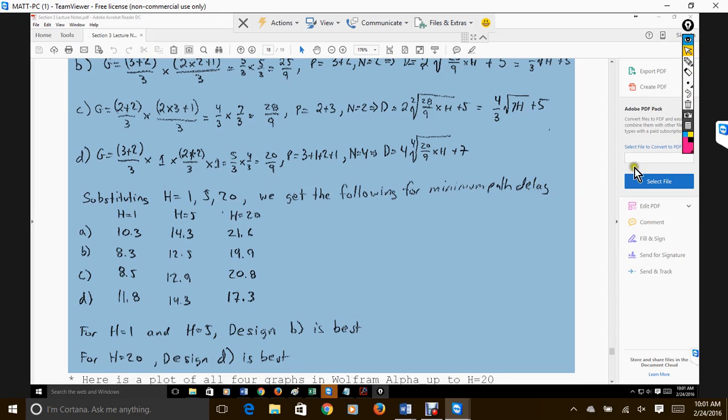So if you look at this table that we've come up with, for these two, for 1 and 20, 19.9 and 8.3 are the best. But if you look at H equals 5, D is the best. So depending on what kind of electrical effort you're using, you would actually have different designs.